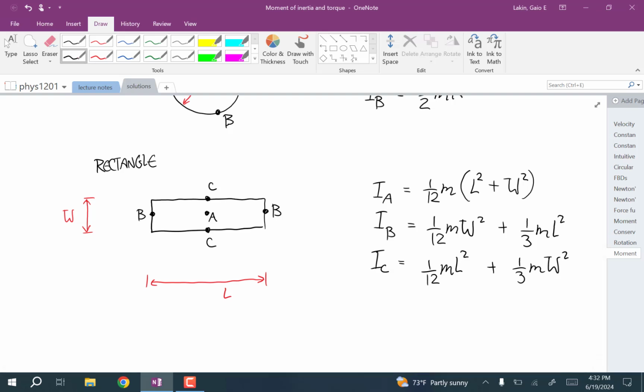And then the last one of these possibilities is if you're at any of these corners. And remember, what these dots are representing is where the pin is, or the hinge, or the axis of rotation. Then you would calculate this as 1/3 times the mass times the quantity length squared plus width squared.